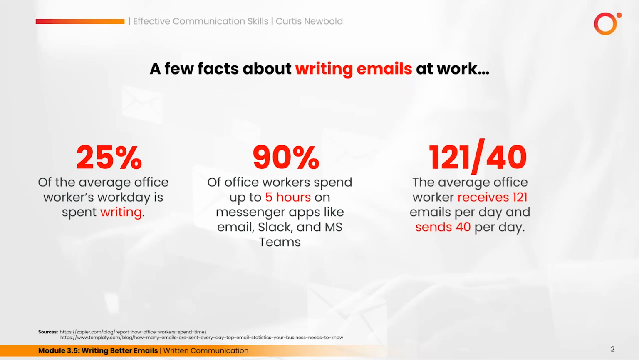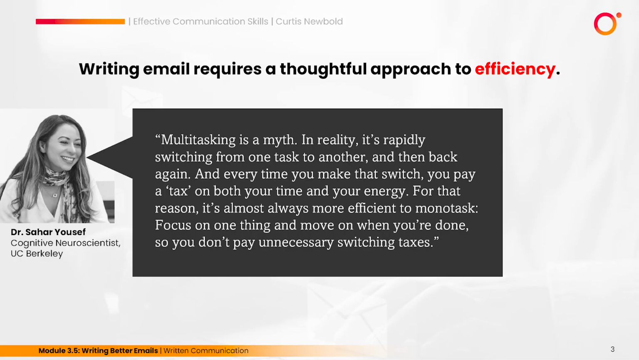121 and 40. The average office worker receives 121 emails per day. They send about 40. So while we don't respond to every email we receive, we're getting a lot and we're sending a lot either way. So this is a significant amount of writing that we're doing with email alone. And so we want to be efficient about it. We want to make sure what we're writing is helpful, whether we can reduce the number of messages that have to go back and forth if we can do it right the first time.